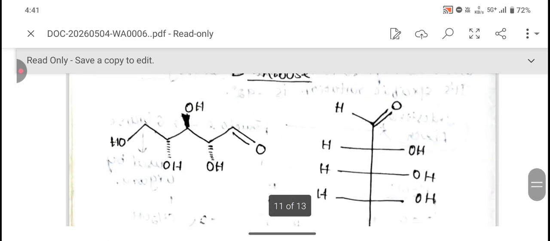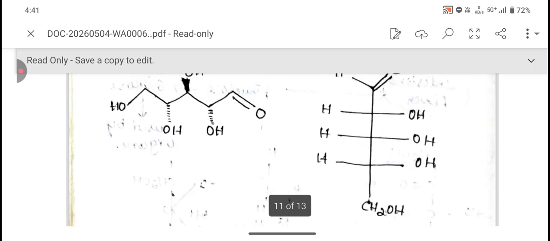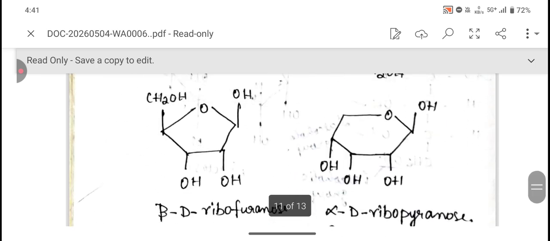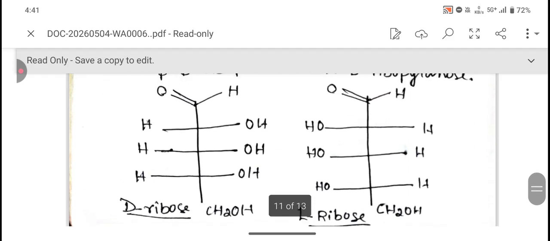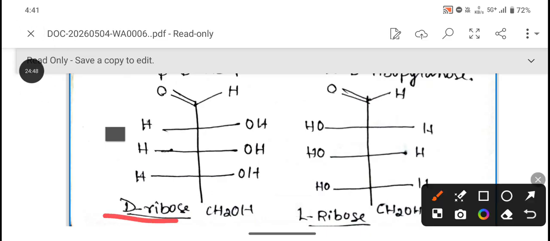Okay, so these are some structures of the ribose sugar. These are the ring structures, furanose and pyranose ring structures of the ribose. And this is the isomeric form of the ribose sugar, which is D-ribose and L-ribose. You can see the difference in alignment. These are stereoisomers which are mirror images of each other.